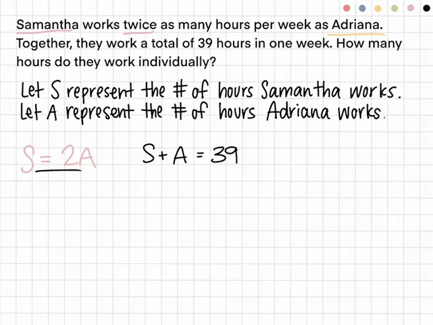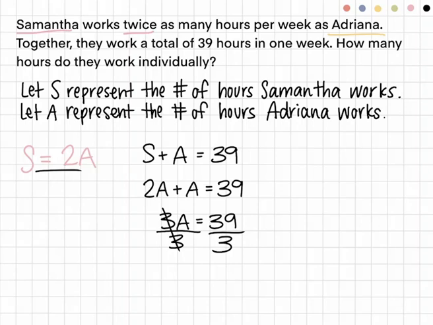So let's just substitute it right in. S equals 2A, so that means 2A plus A equals 39. 2A plus A is 3A, which equals 39. And to isolate, let's divide both sides by 3. And we've got A equals 13. So right now, I know that Adriana works 13 hours. We can use this information now to substitute into the original expression here.